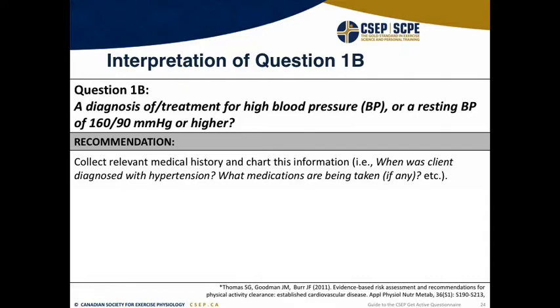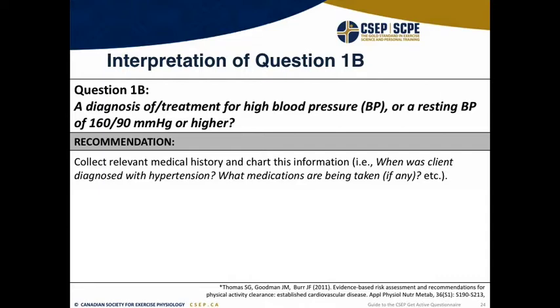If the client answered yes to this question because their resting blood pressure was not known, then you can certainly use your pre-exercise blood pressure recorded as part of your pre-participation screening requirements. If the blood pressure is greater than 160/90 and you're working as a CSEP CPT, then you should refer the client to a CEP for exercise advice.